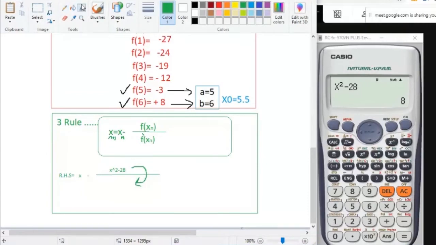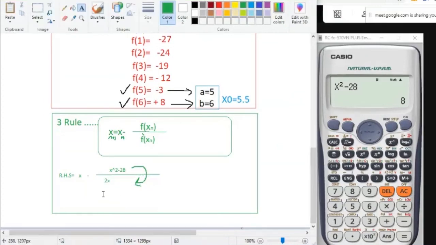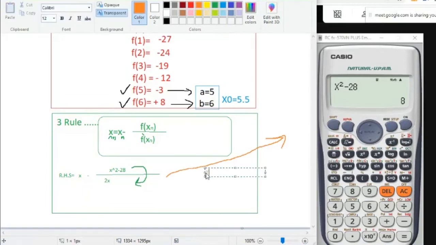What is the derivative for this? Small case, 2x. 2x, because the derivative of 28 will be only 0. Anyway, you should remember after that, I'm going to insert all of that inside my calculator. Then I'll try now to type all of that, or at least the right-hand side, inside the calculator.